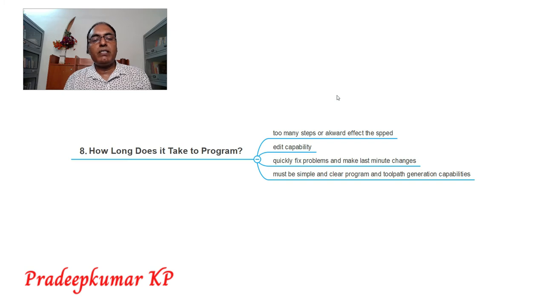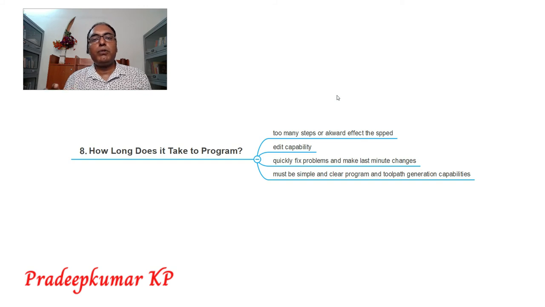Then we have to see how long it takes to program the software. If you know the working and all these things, then we should also be able to program the software. If somebody brings a program or some work, we should be able to get it done faster. If it has too many steps or awkward effects, it affects the speed. You should have proper editing capability so that you can quickly fix problems. If at the end of programming we want to change some values, we should be able to edit easily and make these last-minute changes very fast.